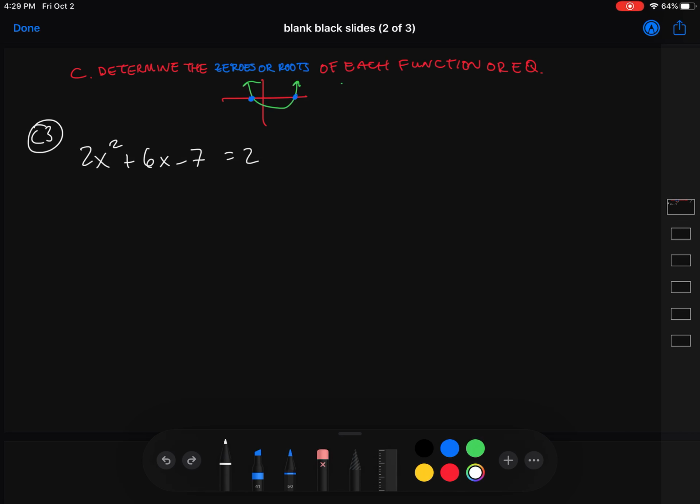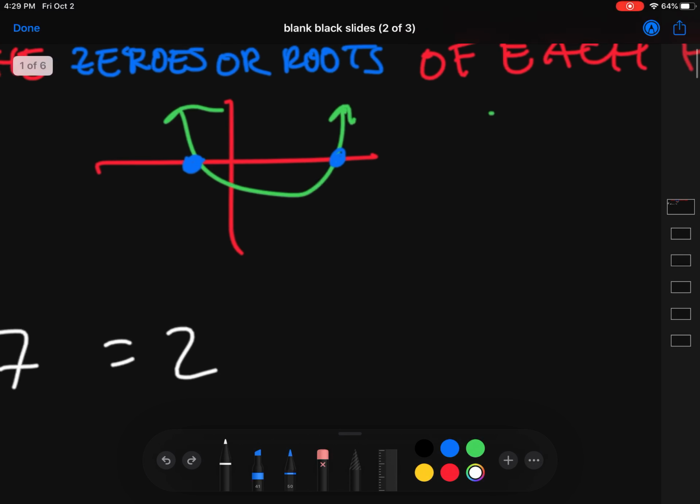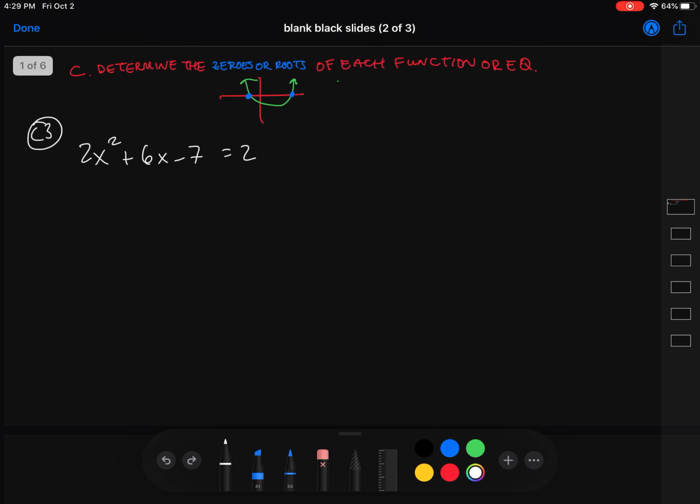Let's go over C3. Determine the zeros or roots of each function or equation. Remember, we're trying to find those blue dots? Well, look at this equation. Now, it looks like standard form here, and that's wrong. Why is that wrong? Because you have this 2 over here, okay?